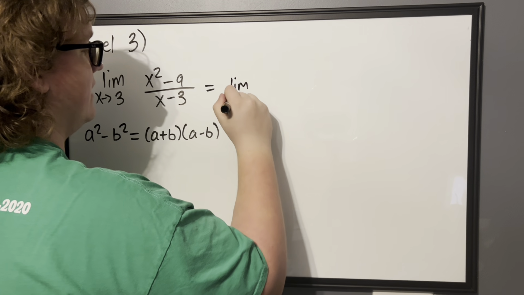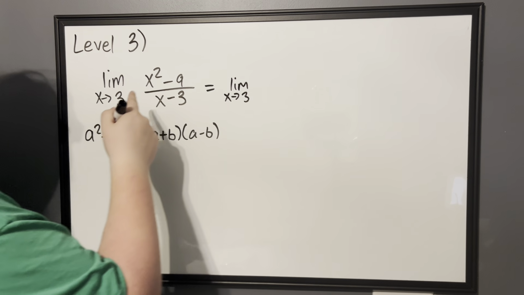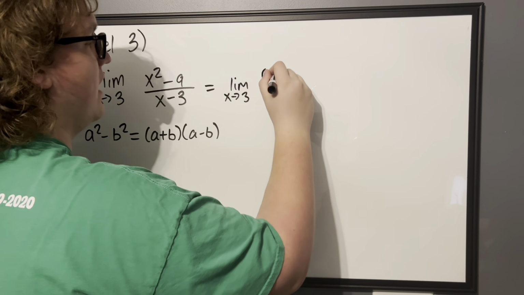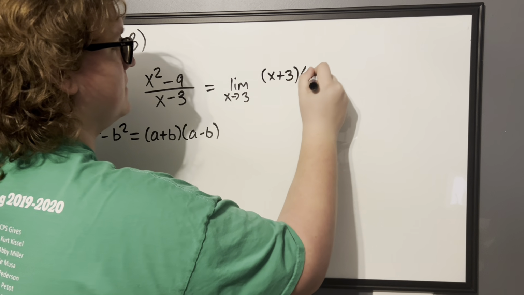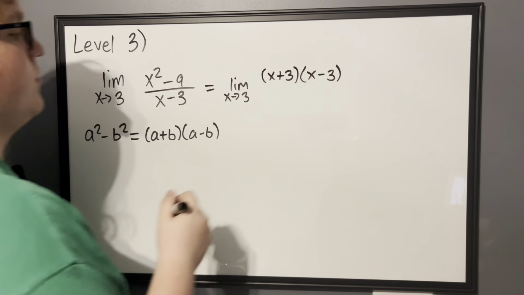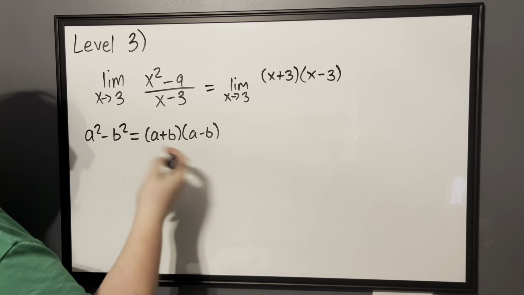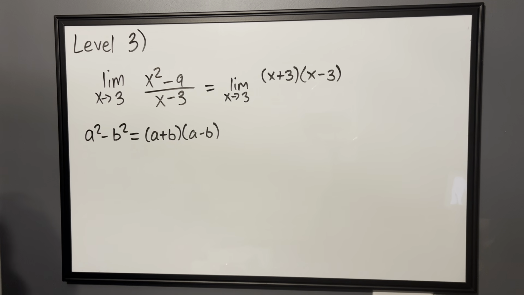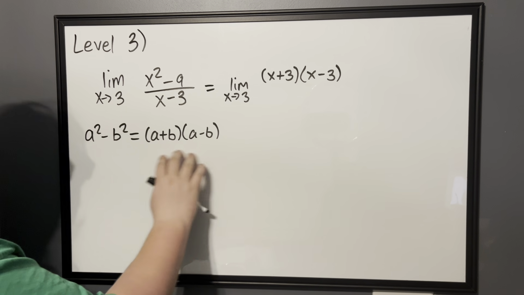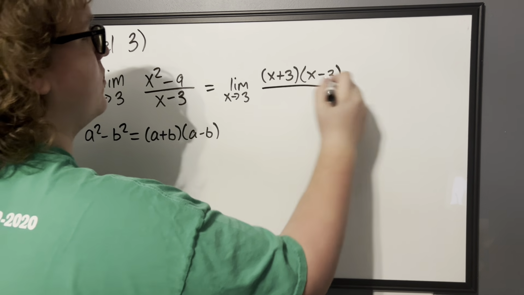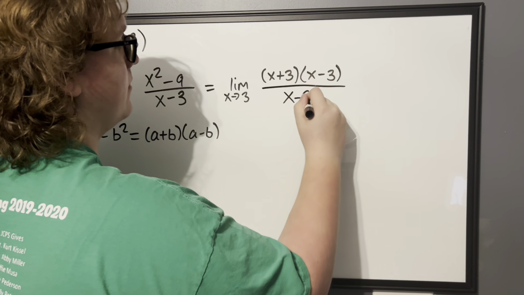So we still have the limit as x goes to 3. But the numerator will now factor to x plus 3 times x minus 3. Right? Because our b here is actually 3 because 3 squared is 9. So this is the form we have. This is what we turned it into. And the bottom we're not going to change. We're going to keep it at x minus 3.